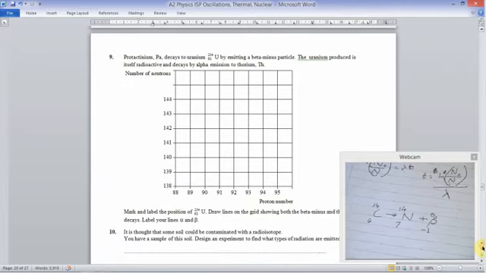Question 9. So, we've got a grid here. It's got a number of neutrons on one side, a number of protons on the other. Protactinium decays to uranium by emitting a beta minus particle. The uranium produced itself is radioactive, and decays by alpha to thorium. Okay, so we're going to go through this step by step.